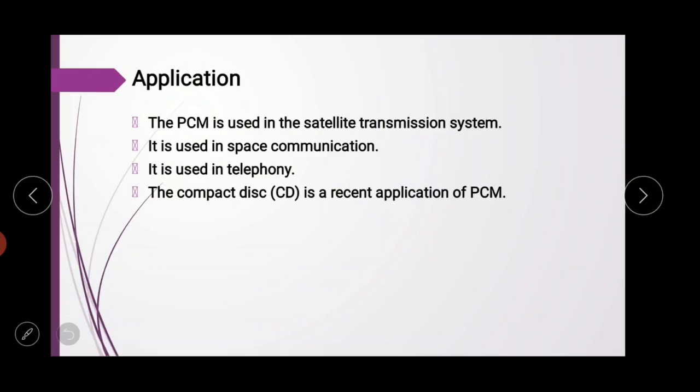And the applications: PCM is used in satellite transmission systems, and also in space communication and telephony, and compact discs are a recent application of PCM.